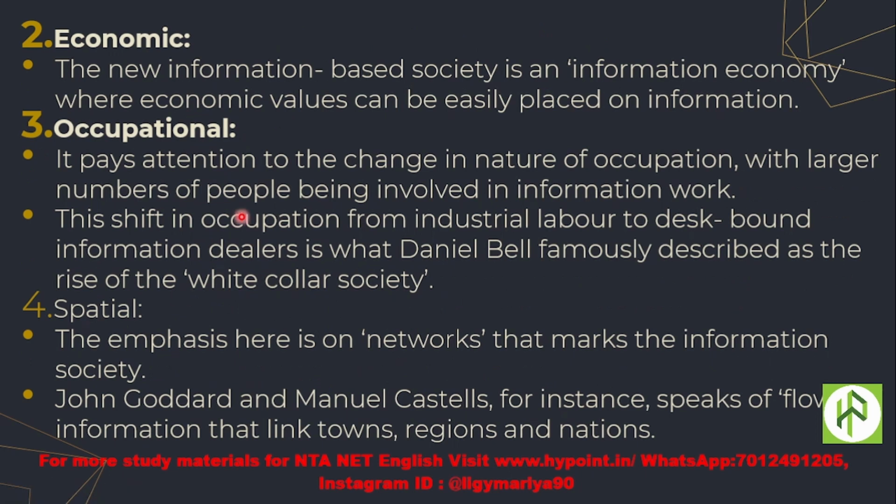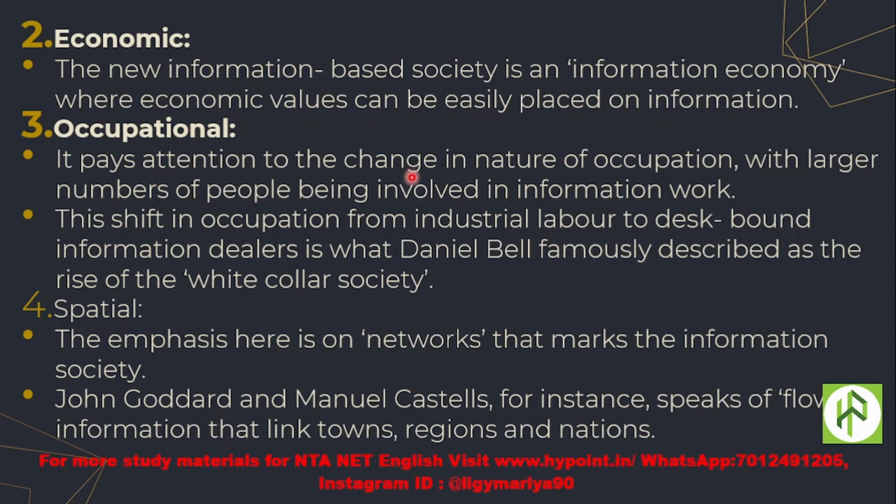Moving on, the second way of defining the information society is economic. Use the economic information, and you can also define the information society. The new information-based society is an information economy, where economic value can be easily placed in information. So if you have information, that can be converted into economy, and can bring some economic value to you. The third one is occupational.